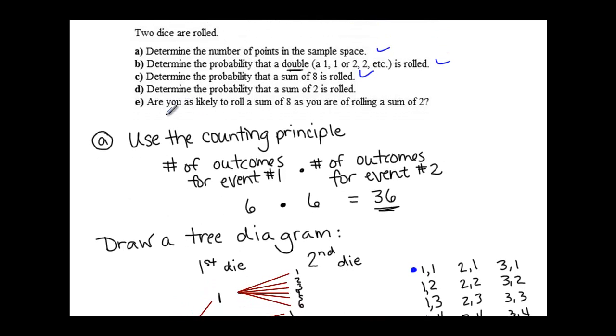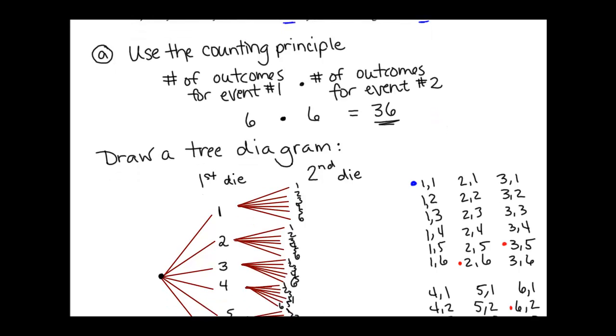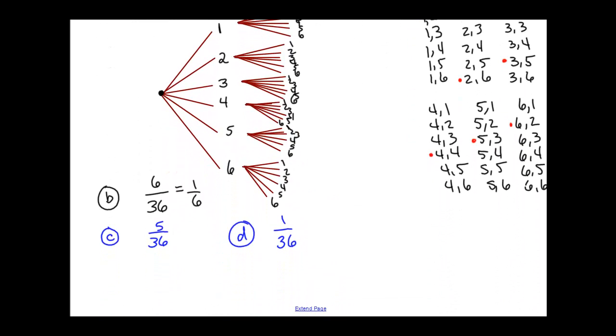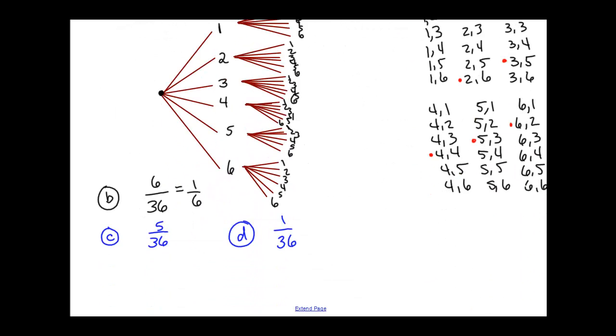And then this says, are you as likely to roll a sum of 8 as you are of rolling a sum of 2? So the other wording of that would be, would you have the same probability of rolling an 8 as you would rolling the sum of 2? And remember that those were the two questions that we were asked. The probabilities were very different. So the answer for part E would be no.